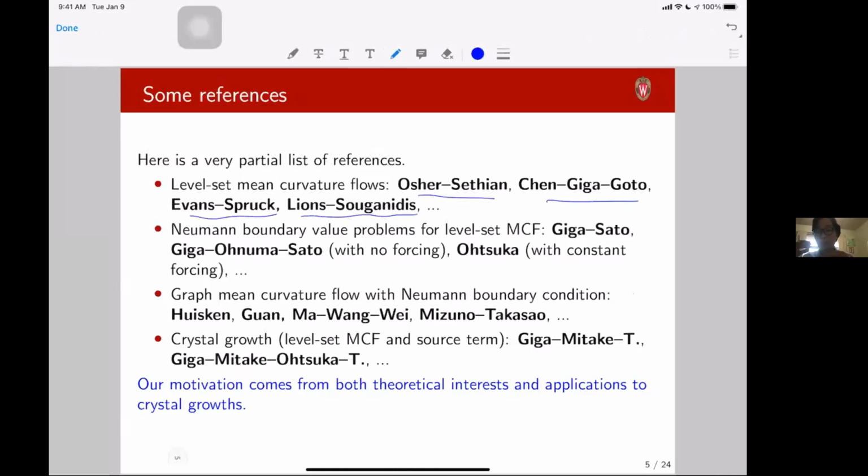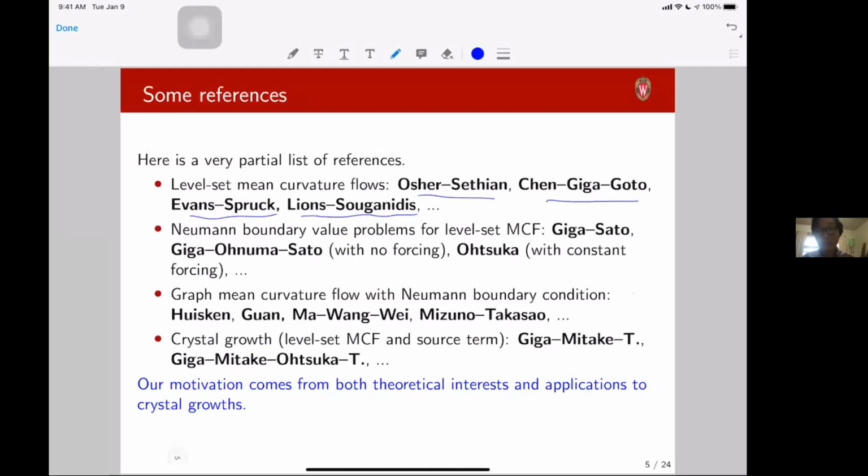Because we are in an inhomogeneous regime, we want to study, as the scale goes to zero, what sort of limiting equations arise. And of course, after that, there are many papers on homogenization and other directions in this aspect. For example, there are some papers by Caffarelli and Monneau, I'm not mentioning here, but it's really interesting. And for the Neumann boundary problem for level set mean curvature flow, we are aware of some very interesting work by Giga-Sato, Giga-Onoma-Sato, or Ohtsuka.